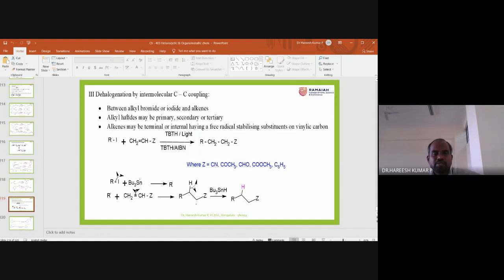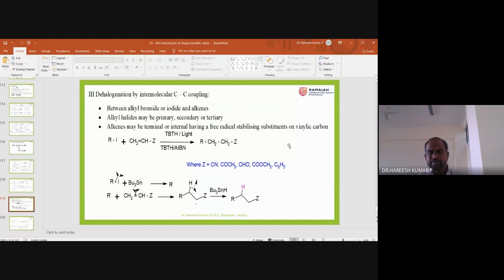What are the points between alkyl bromide or iodide and alkenes? Alkyl halides may be primary, secondary, or tertiary. Alkenes may be terminal, meaning at one end of the structure, or internal, in between, having free radical substituents.